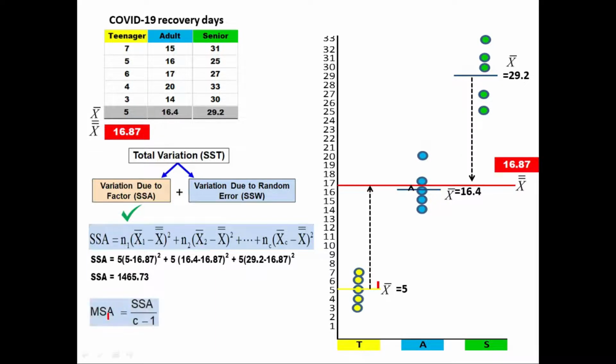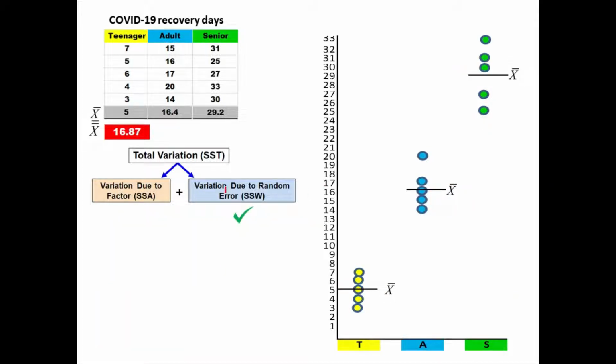Next, we have to calculate the mean squared among groups. The formula is simple: the SSA divided by C minus 1, which is the degree of freedom. C is the number of groups. We have three groups: teenager, adult, and senior. So 3 minus 1 is 2. This is how we calculate the MSA, mean squared among, and the final result is 733. So these are the calculations for variation among the groups.